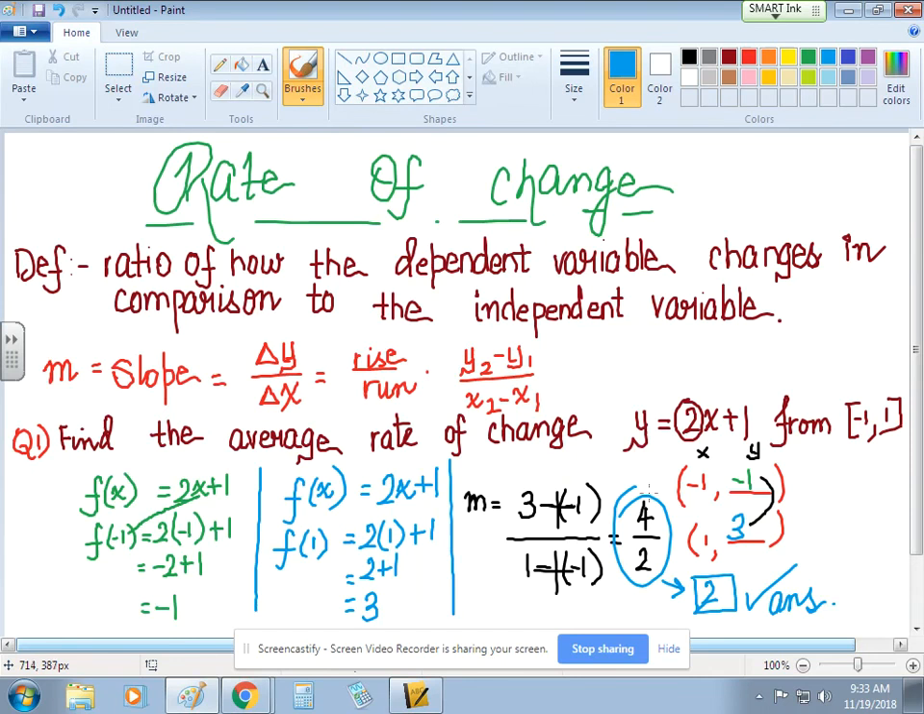Rate of change can be given for any function. You may not have a linear function every time, and not all functions have the same rate of change. Only linear functions will have the same rate of change or same slope every time you calculate. So by that I mean, for this function, no matter which points they give me, my answer should always be 2.